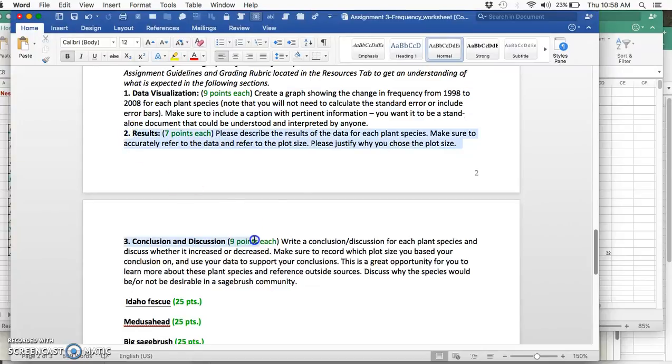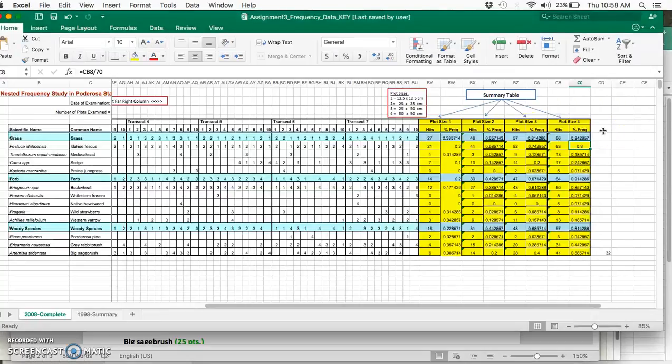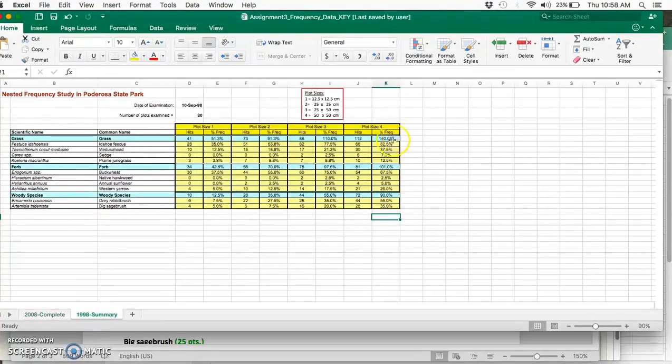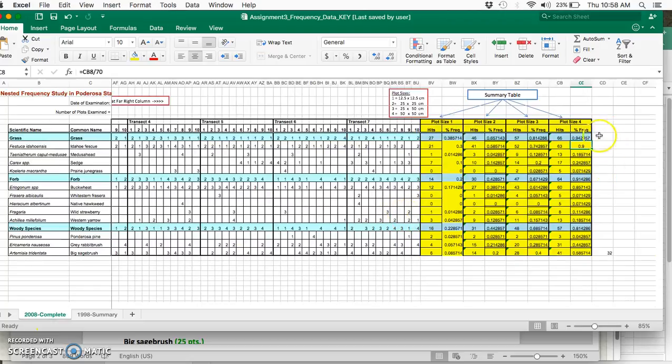Results were pretty straightforward. Most of you did a really good job. One of the things you want to do is refer to the actual data, the plot size, and then refer to the percent change. So if it dropped from... no, that's wrong. Whoops. If it went up from 82% to 90%, you'd say there was an 8% increase.